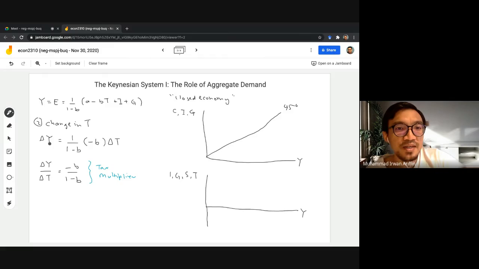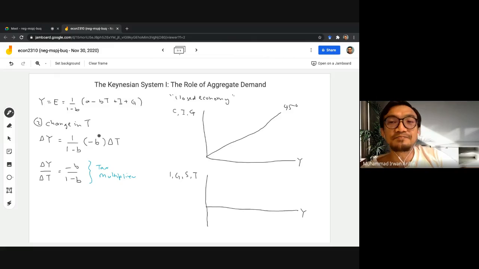Okay, so we can rearrange this term, where now we can see that for 1 unit change in tax, our income would change by this amount, negative b over 1 minus b. Now, this term is what is known as the tax multiplier, because all of this will have a multiplied or ripple effect. Whenever t changes, it will lead to a bigger change in income because of the ripple effect. Just to make the statement simple.